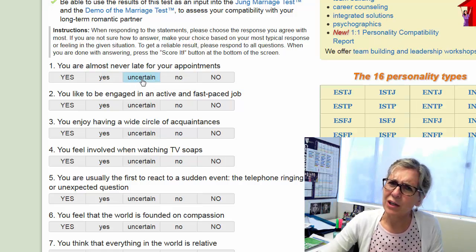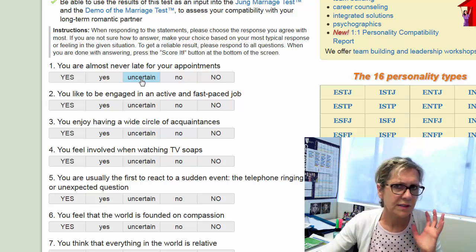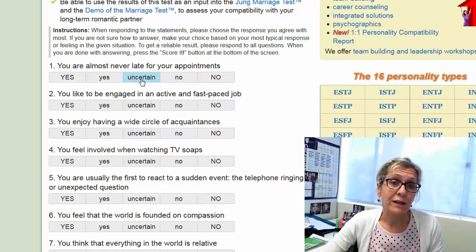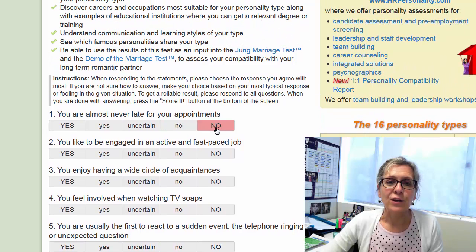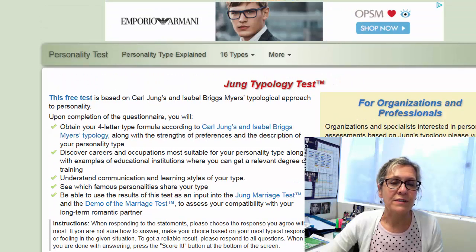If you're really not sure how to answer that, or you really think it very much depends on the situation and you couldn't say one way or the other, then you can nominate uncertain. No, it's not me. Generally, it's not me. That doesn't describe me. So you would disagree with no in lowercase, but if it definitely doesn't describe you, if you know you have a reputation for cutting it fine and getting to things late, then you'd probably nominate NO in uppercase.